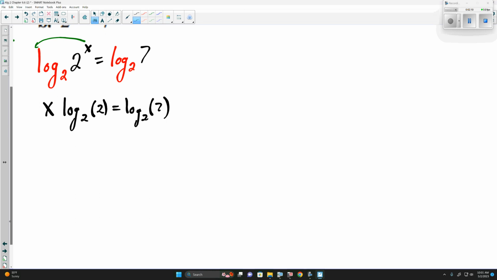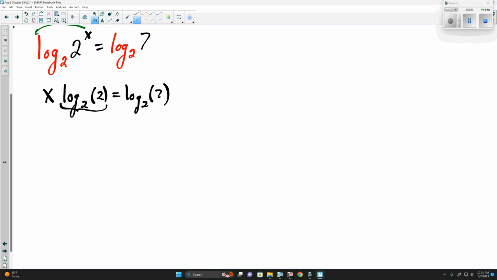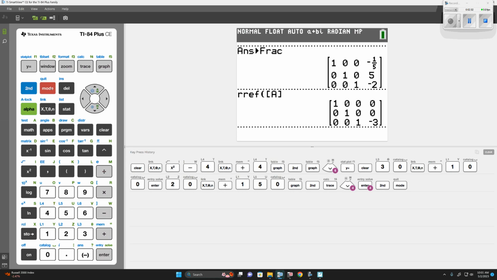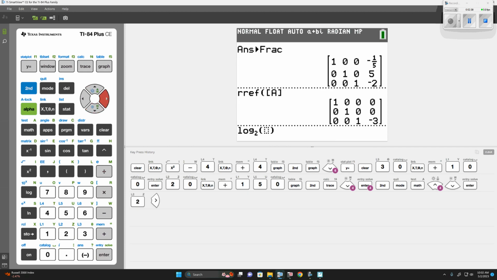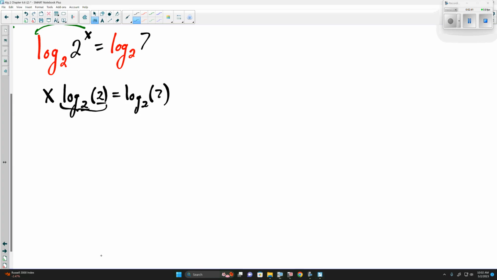What is log base 2 of 2? What is this value? What is the value of log base 2 of 2? 1. Because whenever the base and what's inside the logarithm are the exact same, it reduces to 1. Now in the graphing calculator, we can do math, log base 2 of 2 and see that this is indeed 1. So really we have x times 1 is equal to log base 2 of 7, or really we just have x.